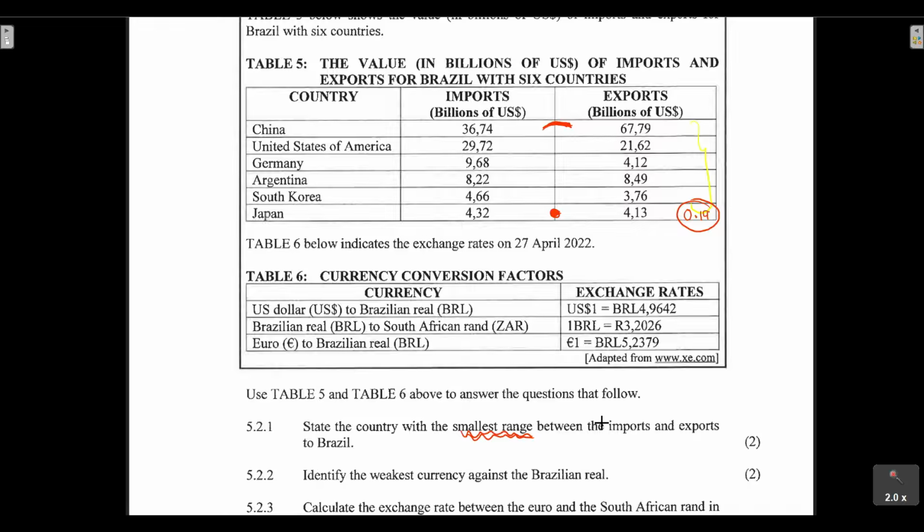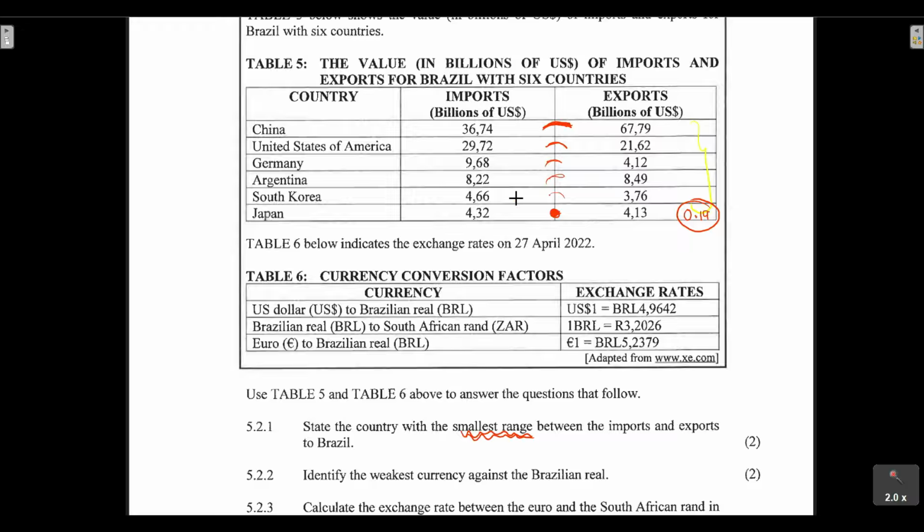So that is how you can think about it mathematically. Just think of maximum minus minimum, and whatever value you get that is the smallest, that is the country that has the smallest range. Or you can just think which country has the smallest difference between the imports and the exports. From there, that one is like 31, so obviously it's not that one. This one is like 8, so it's not that one. This one is like 5, so it's not that one.